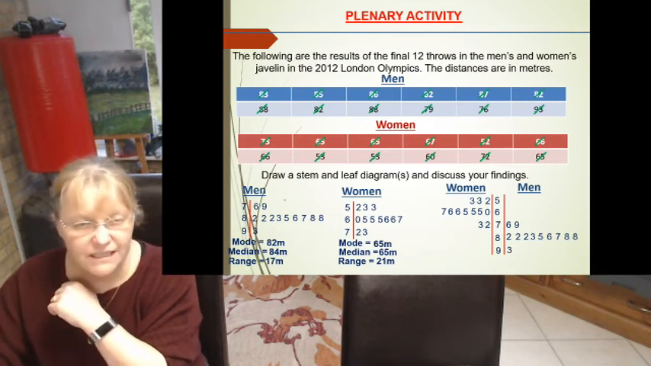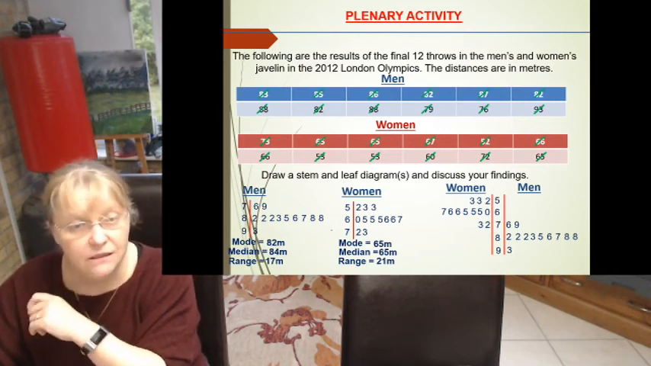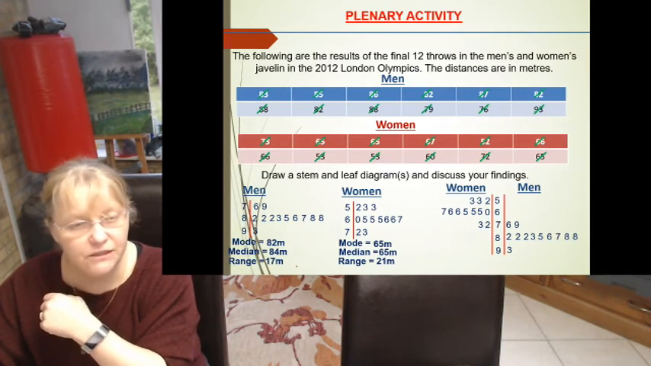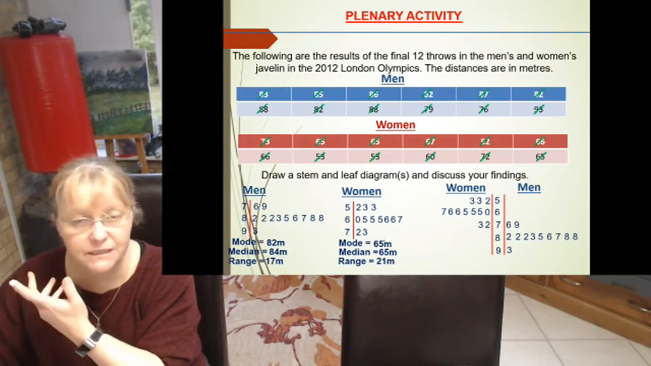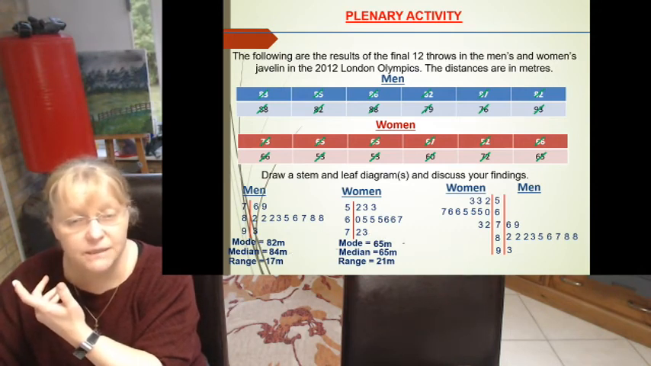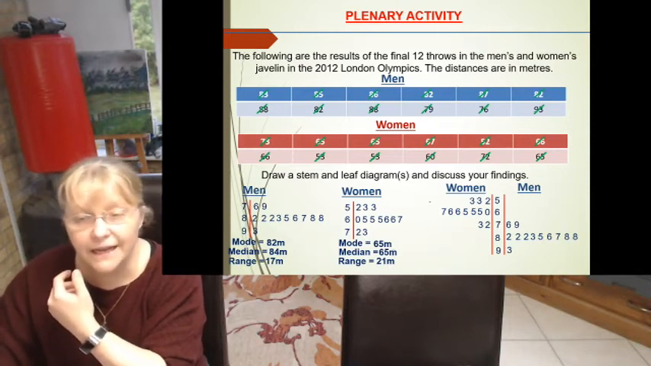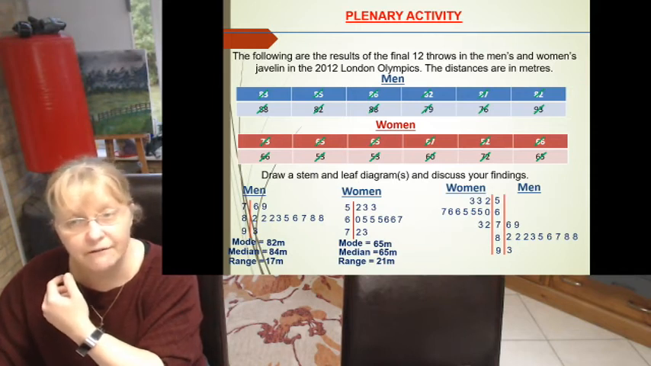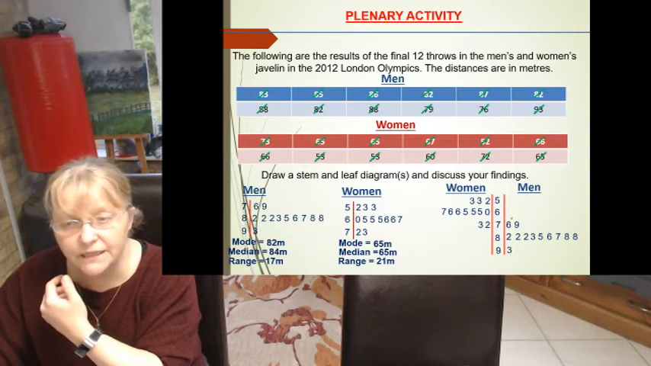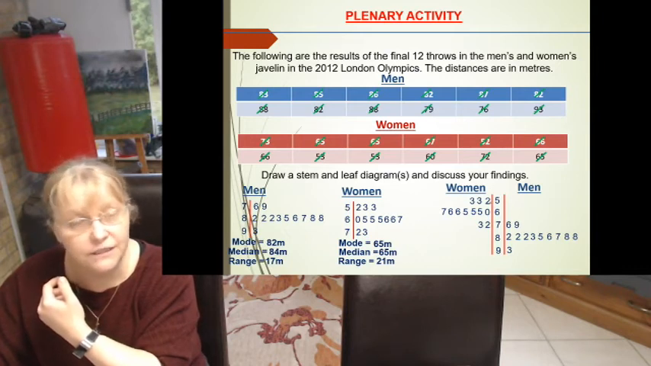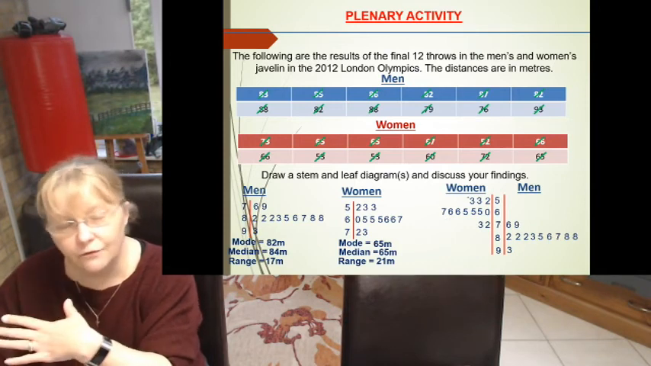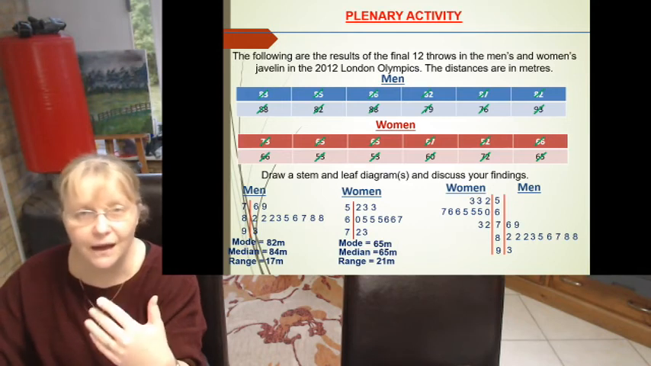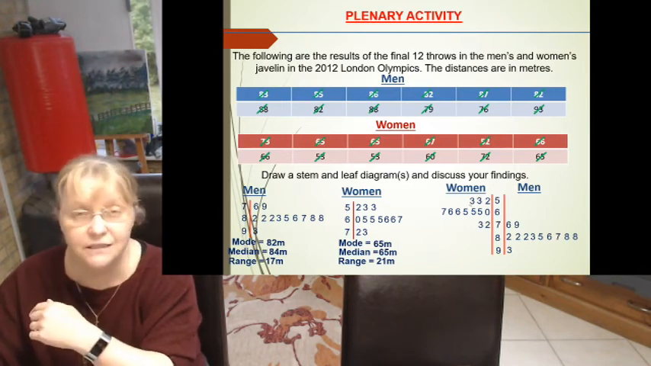Now, what I've done is I've done a separate one for the men's and the women's, and you can see that I've written down the mode, the median and the range for both of them. So you can discuss how the mode was 82 but 65 here, the median was 84 but 65 again, and the range was 17 but 21. Or you could try and show it in the same stem and leaf diagram. Now, as these represent the exact same thing, so that would represent 52, you can put the men on one side and the women on another. Hopefully you got something like that. If not, go back and just try again.